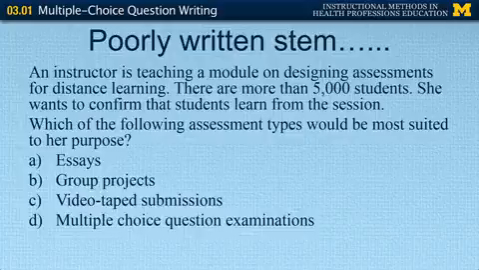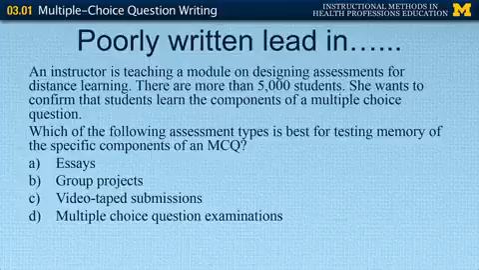Now, the problem with the stem is that what are students supposed to learn from the session, right? If we don't know what the intended outcome is, if we don't know what they're supposed to learn, how can we pick from the variety of assessments at all? So that's actually an example of a poorly written stem. This is an example of a poorly written lead-in. So it's sort of the same stem, changed a little bit.